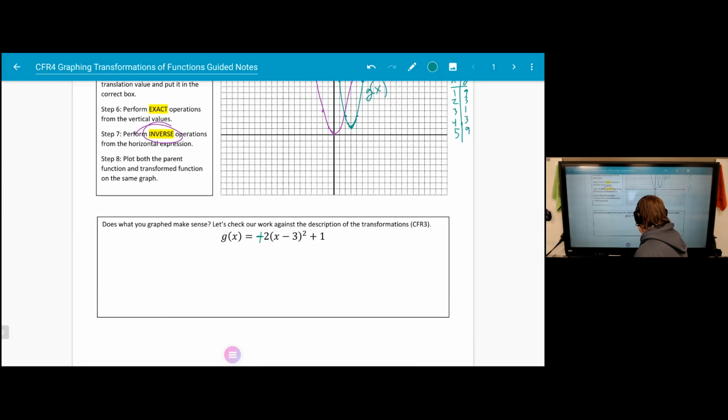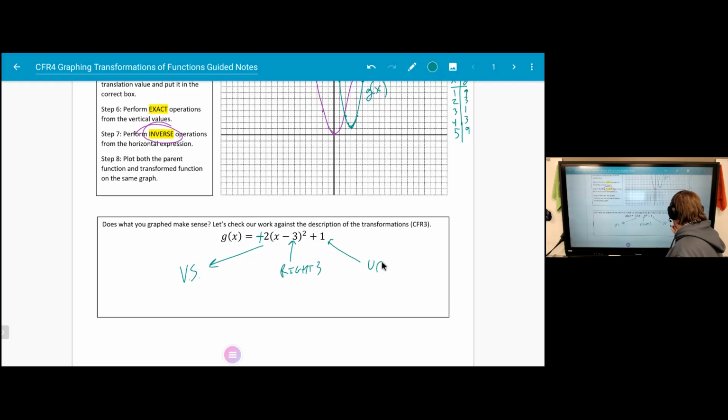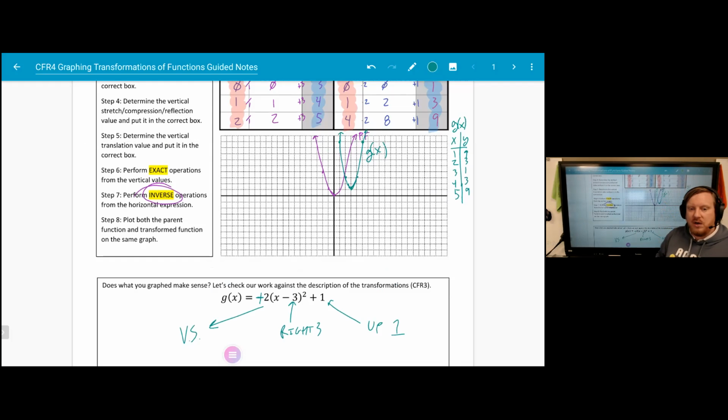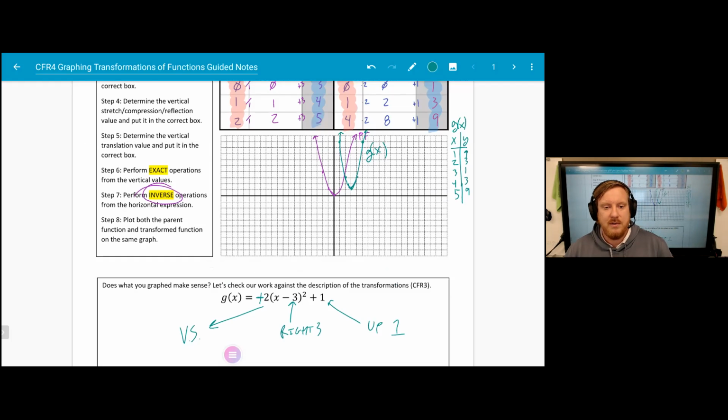We said, if we were thinking of our CFR3 stuff, that 2 multiplying out front would be a vertical stretch. So it should be taller. We said something should go right 3, and something should go up 1. A vertical stretch, right 3, and up 1. Well, let's take a look here. Does the green graph look narrower than the purple graph? Yeah, we've stretched it vertically.